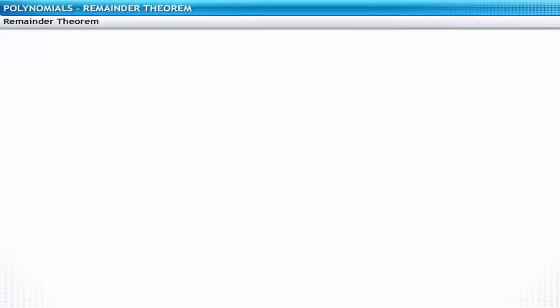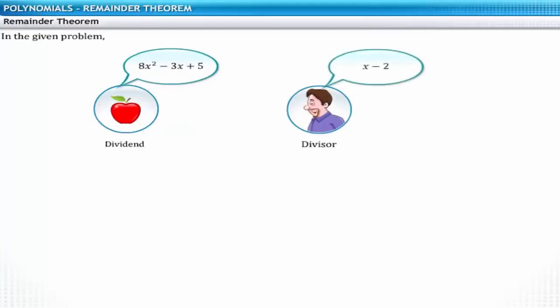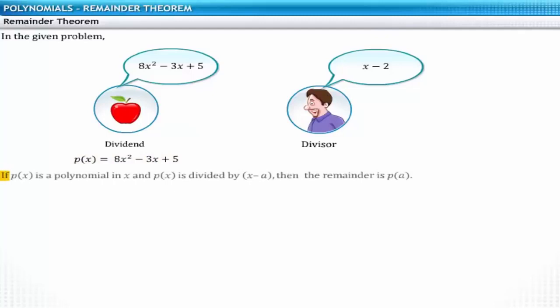Let's now apply the theorem to solve our problem. In the problem given at the beginning of this lesson, the dividend is equal to 8x squared minus 3x plus 5, and the divisor is equal to x minus 2. Let P of x is equal to 8x squared minus 3x plus 5. Now, according to the remainder theorem, if P of x is a polynomial in x and P of x is divided by x minus a, then the remainder is P of a.